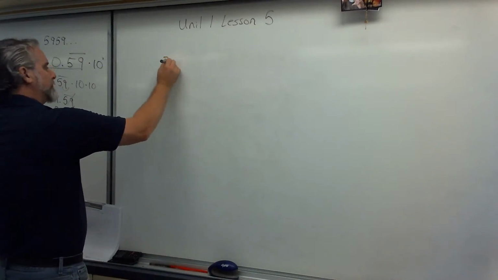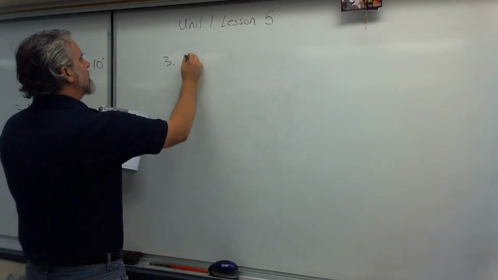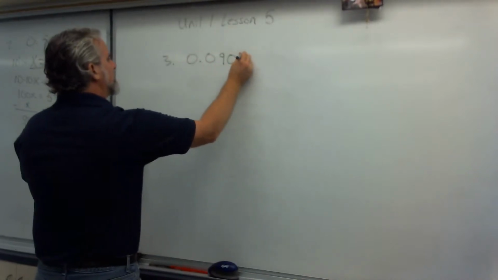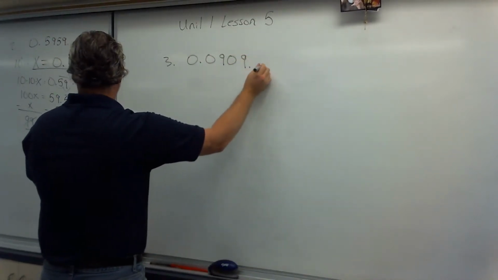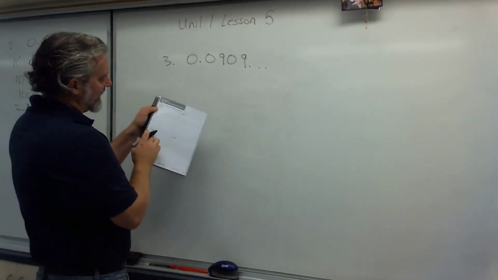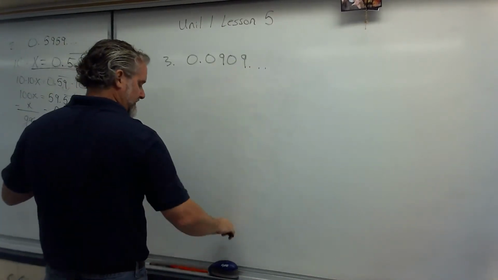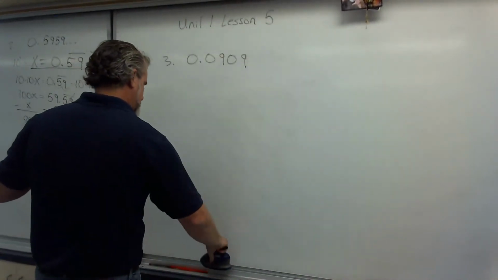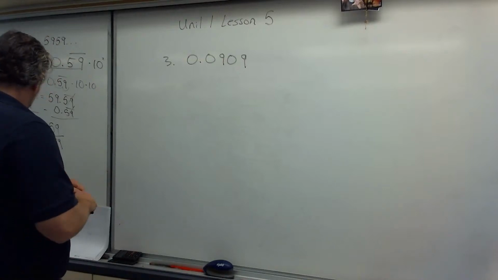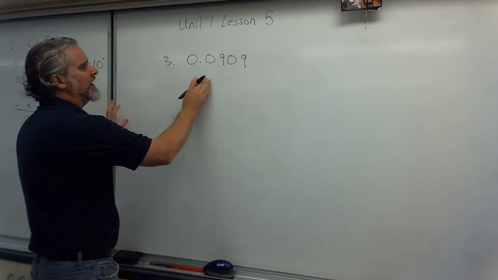Problem number 3 reads 0.0909... Or actually, we don't even have dots on this one. It just stops right there. So convert the following decimal into a fraction.